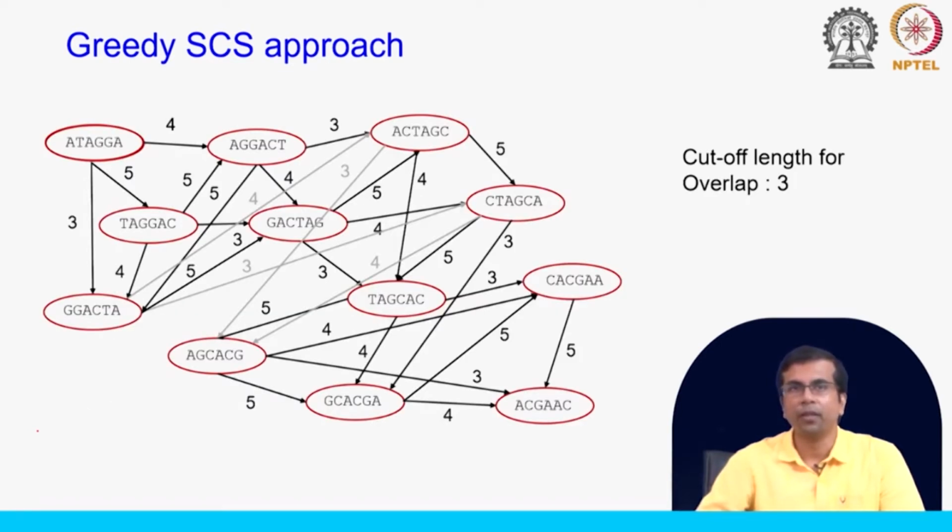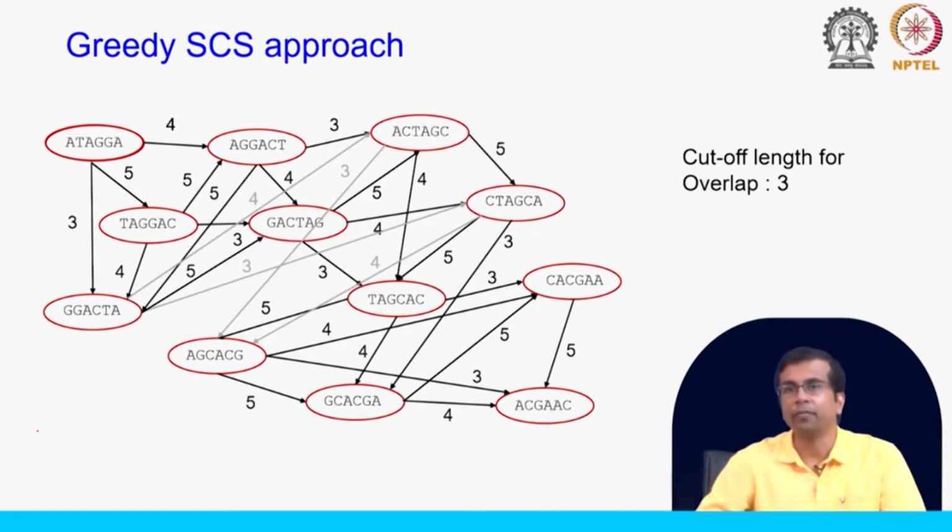Let us now try this on the graph that we have built already. We have these reads as nodes and we have the edge weights showing the overlaps. What you see in this graph is that the highest overlap we have is 5. That is the highest value in this graph. So, what will the greedy approach do? It will choose any 2 nodes that show an overlap of 5 bases.